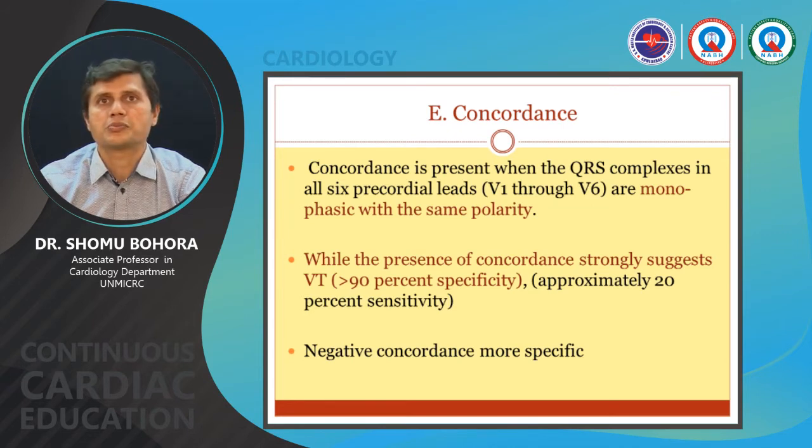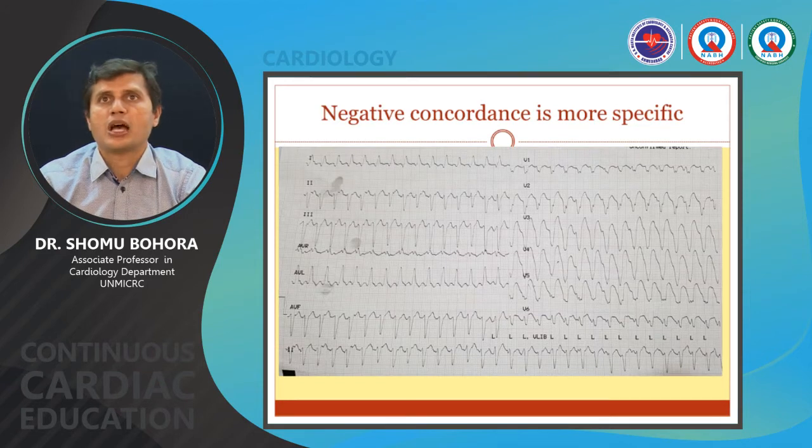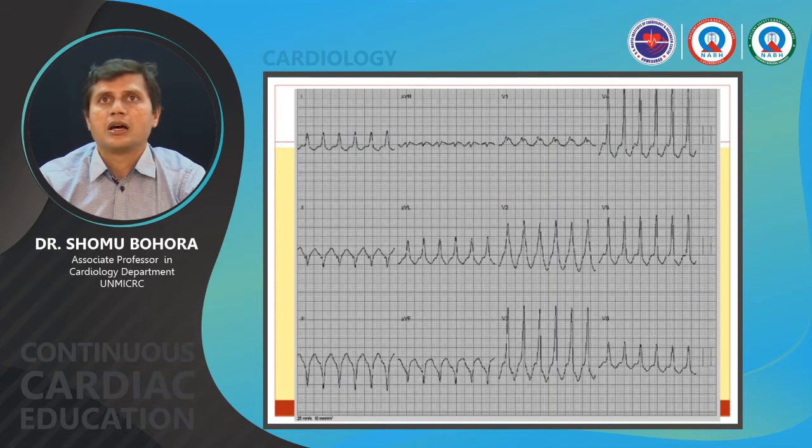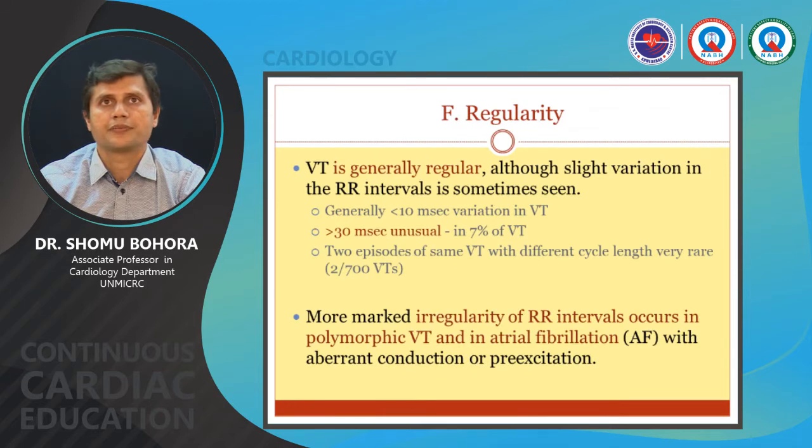Negative concordance is more specific. So if you have a negative concordance V1 to V6, then it is likely to be a ventricular tachycardia. A positive concordance pattern in V1 to V6, all being R waves, suggests more likelihood of a ventricular tachycardia. However, it can still be an antidromic WPW pre-excitation.